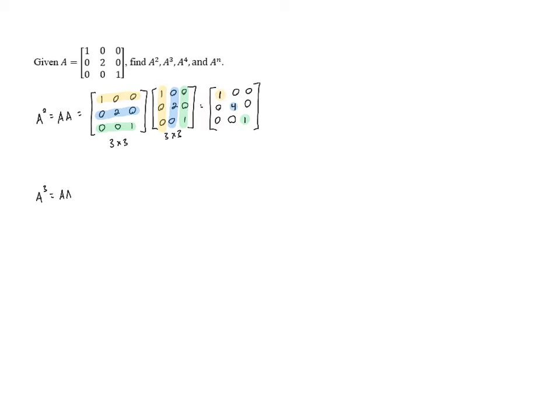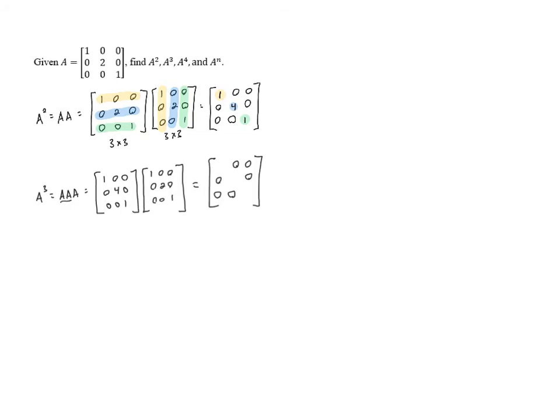A cubed is A times A times A. And we've already done A times A. That was A squared, which we just figured out. And so to get A cubed, we need to multiply this by A. Again, when we multiply these two 3 by 3 matrices, our result is going to be a 3 by 3 matrix. And just like the last problem, there are going to be 6 entries that are zeros. Again, I'll ask you to test that for yourself on your own time if you want to verify.